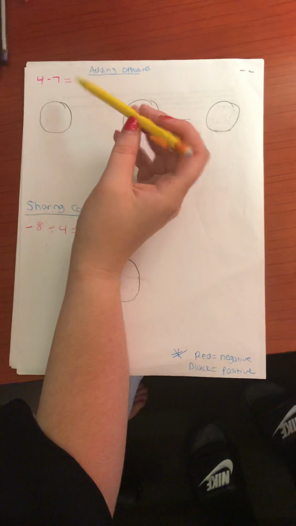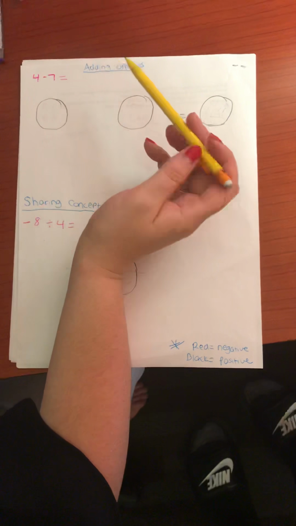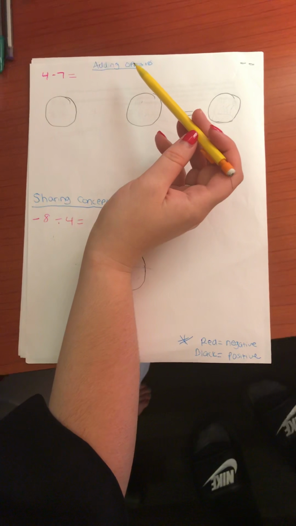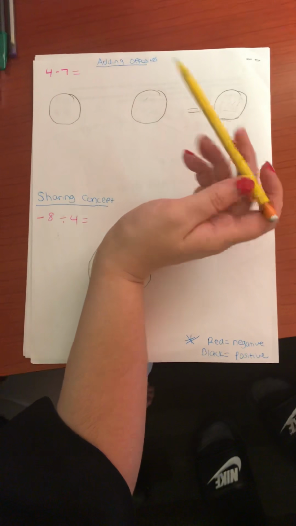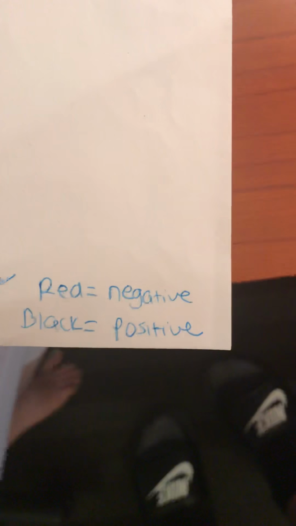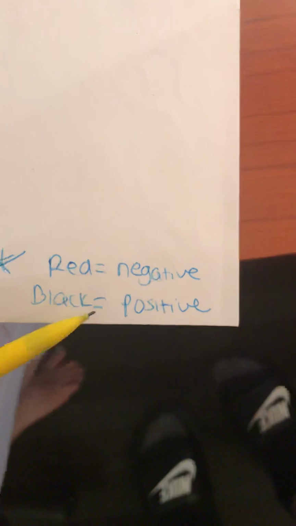On this first problem, I have 4 minus 7, and to work through this, I'm going to be using the adding opposites concept and the black and red chip model. My red chips represent negative integers, and my black chips represent positive integers.